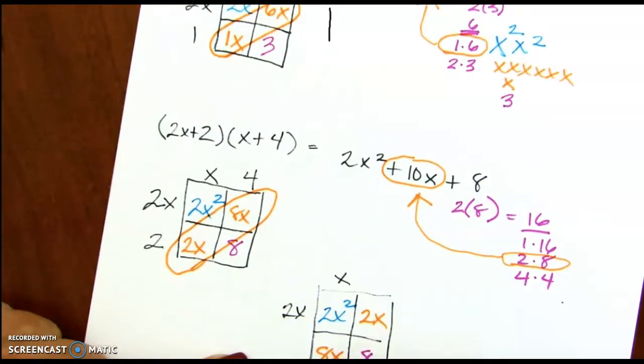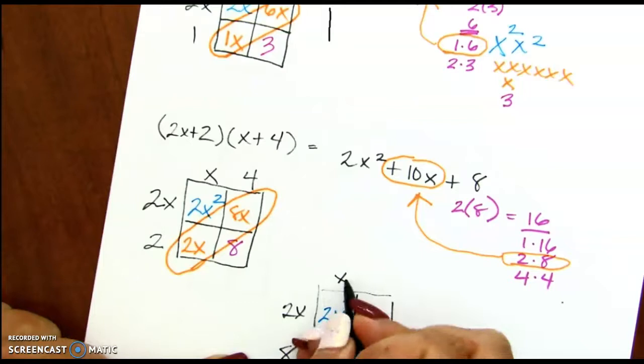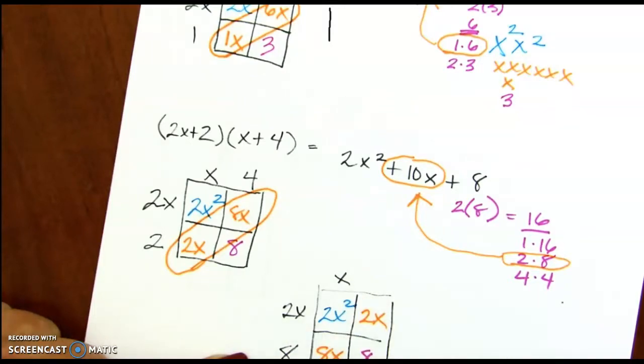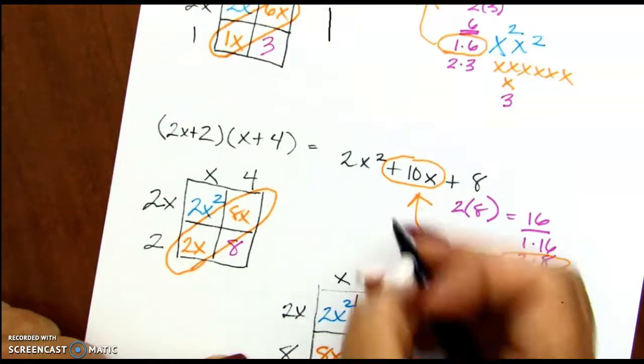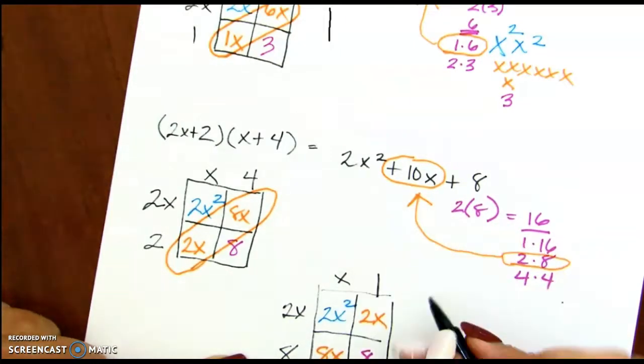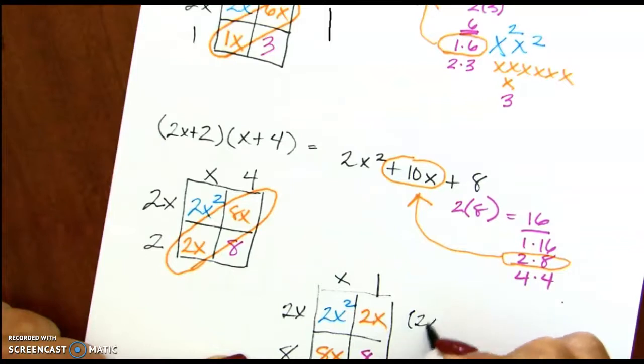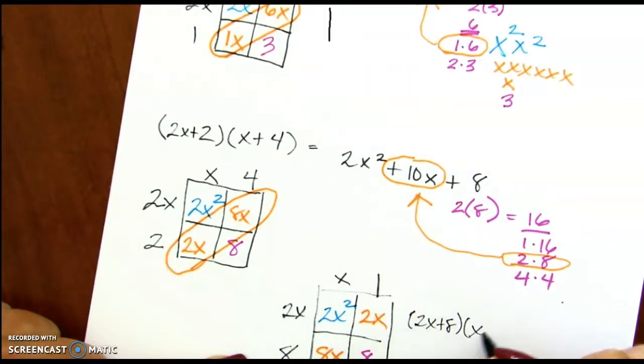What do these two have in common? What factor do they have in common? They both have an 8. Or I could have said what times x makes 8x. And 2x times what makes 2x? I just need a 1. So 2x plus 8 times x plus 1.